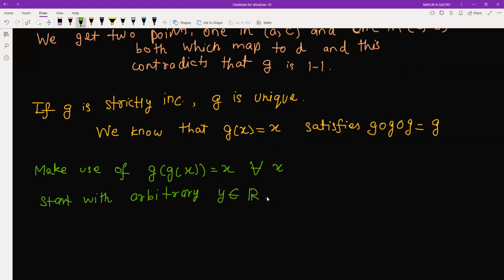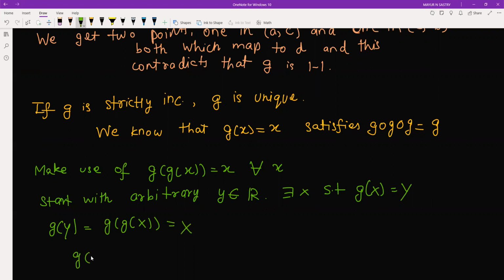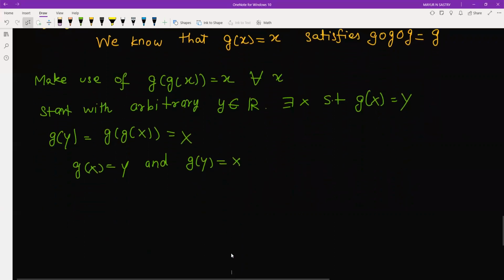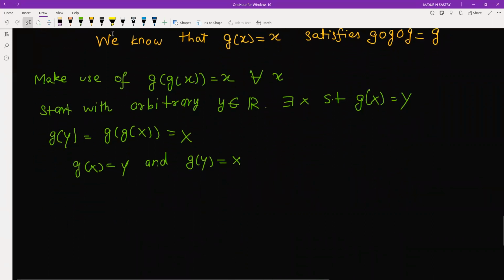But since G is onto, we showed that G is onto, there exists an x such that G of x is equal to y. But that means G of y is going to be G of G of x, which is equal to x. So you have G of x equal to y and G of y equal to x. So G is actually swapping x and y. But this sort of swapping gives us an intuitive idea that it cannot really be strictly increasing.